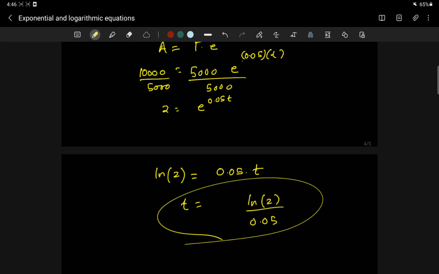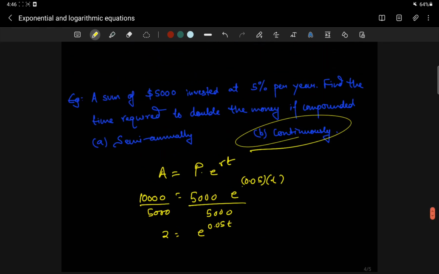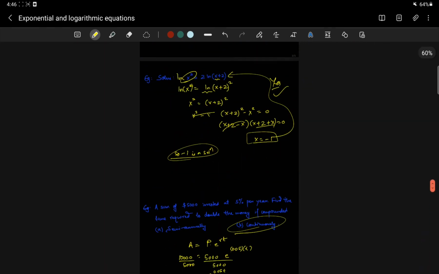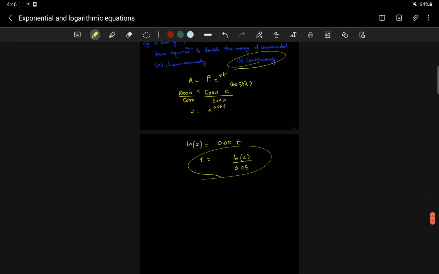So when you're solving log equations, you may have to use exponentials to get rid of them in the last step. When you're solving exponential equations, you may have to take logs to complete the last step. That's pretty much all of it. So those were just some applications and some examples of solving exponential and logarithmic equations. That's the end of this topic. Thank you.